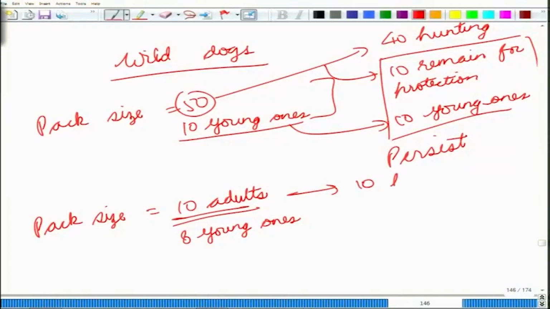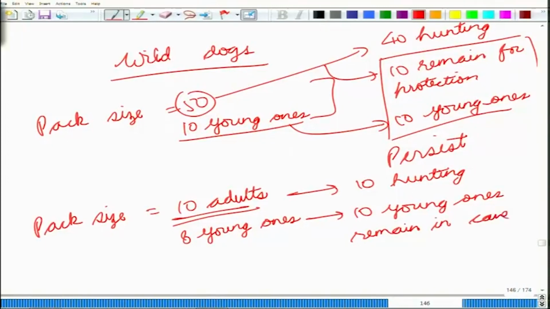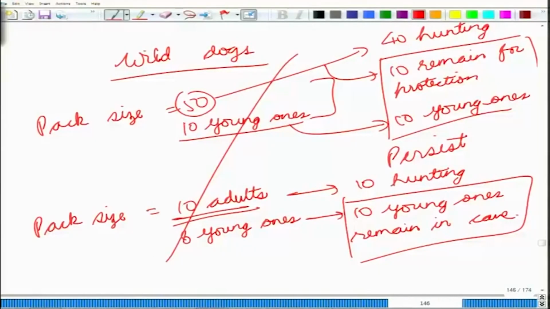So, all 10 go for hunting and all the 10 young ones remain in the cave. Now, in this case you do not have any protection for these young ones. So, what happens is some other predators, things like leopards, might come into this area and hunt these puppies. Once that happens, the whole population is going to collapse.